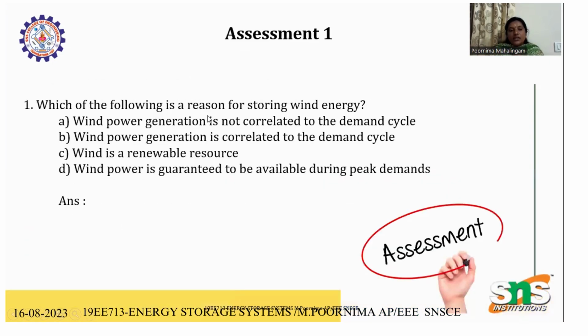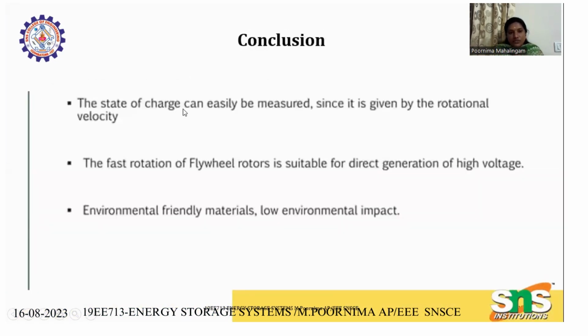Finally, concluding: the state of charge can easily be measured since it is given by the rotational velocity. The fast rotation of the flywheel is suitable for direct generation of high voltage, with environment-friendly materials and low environmental impact. These are the conclusions for the flywheel energy storage system. With this, we can end this video, and I hope you are clear about what an energy storage system is, what the types of energy storage systems are, and what a mechanical energy storage system and flywheel energy system are.